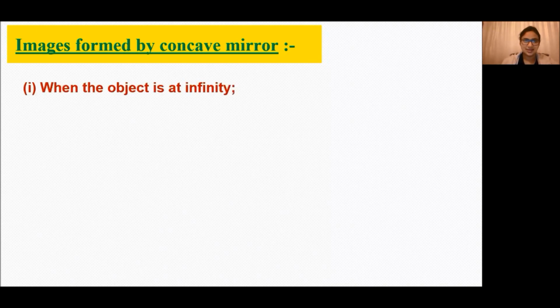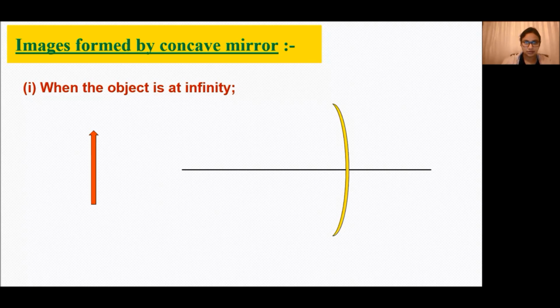When the object is at infinity, concave mirror, principal axis, an object is placed at infinity. Before finding out the position of the image, we must know the first rule for drawing ray diagrams. What is that? A ray of light that passes parallel to the principal axis, after reflection, passes through the principal focus.